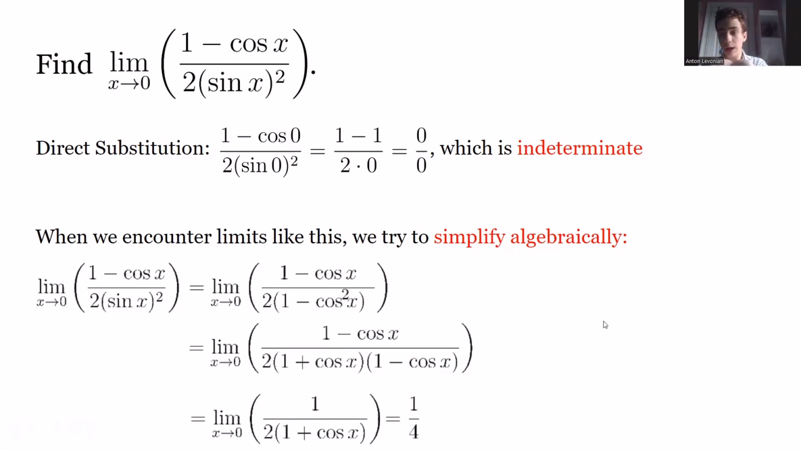Is everyone good on how I routed this, or do you need a bit of an explanation? If you do, that's totally fine. This is a pretty difficult limit, but it is necessary for what we'll do later in the course. So if you have any questions, please speak out now.